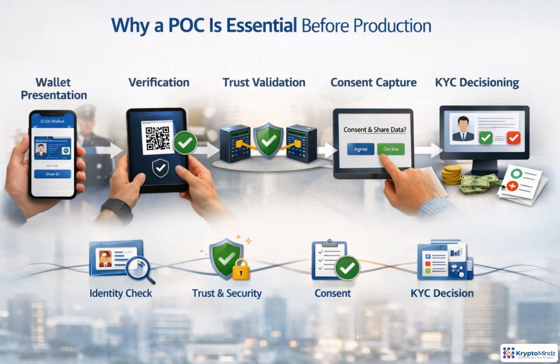A proof of concept is your safety net before committing real time and money. Here, it's about seeing whether the wallet can actually present credentials, be verified, checked against the trust framework, capture user consent, and drive a reliable KYC decision in one smooth flow. That experiment reduces protocol and vendor risk, generates hard evidence for stakeholders, and turns an architecture diagram into something you can see, test, and confidently scale.